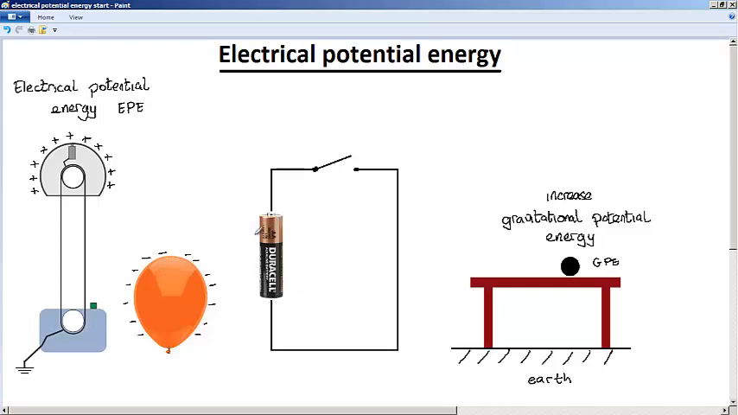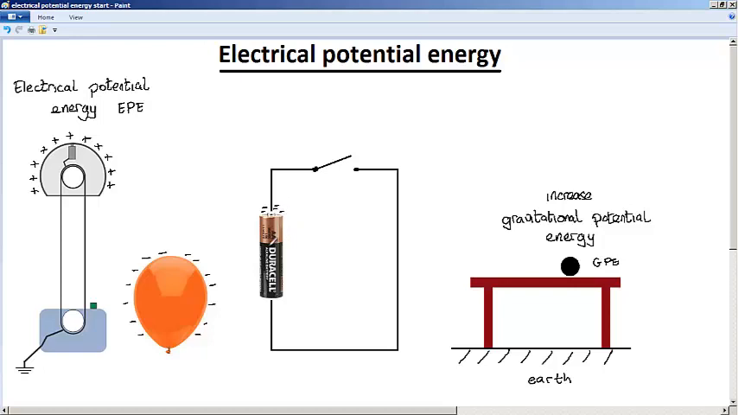A similar thing happens with a voltaic cell. When you immerse two different electrodes in an electrolyte, a reaction takes place which causes negative charges, like charges, to accumulate on the positive electrode. They actually accumulate at the positive electrode. As a result, you're bringing negative charges close to each other and the electrical potential energy increases.